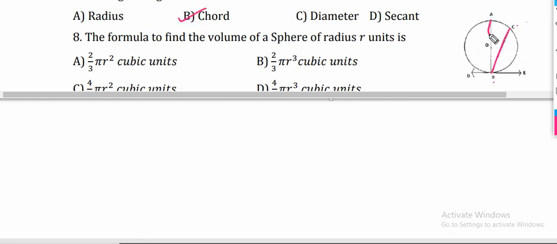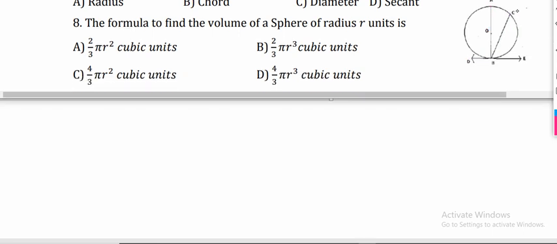Here OA is the radius and D is the tangent. So therefore BC is the chord. Option B is the correct answer. So then we see the eighth question.